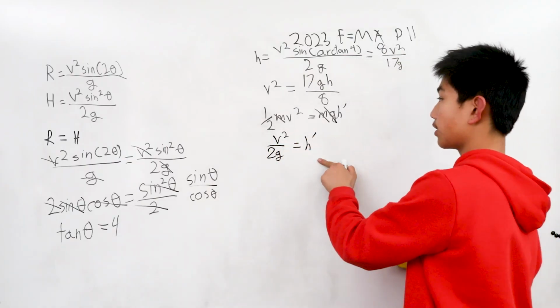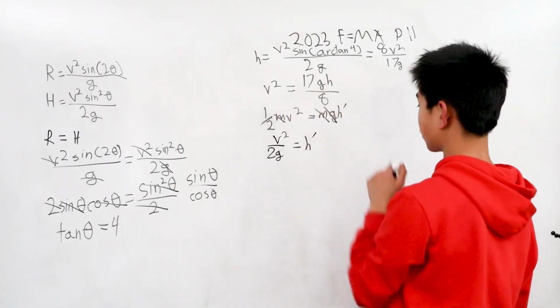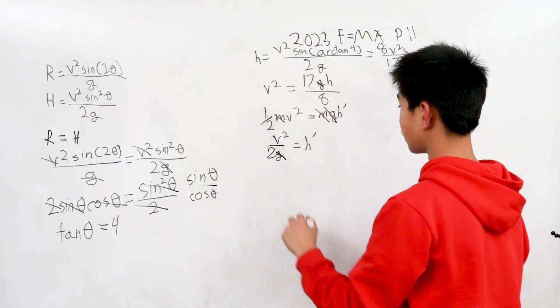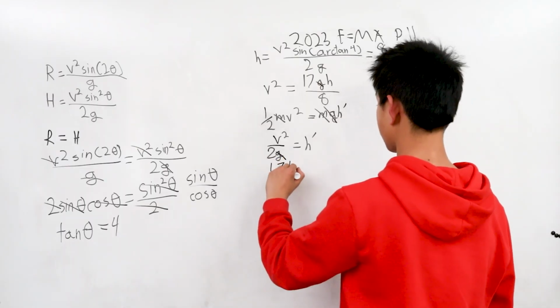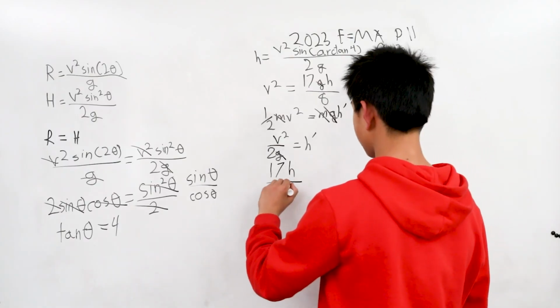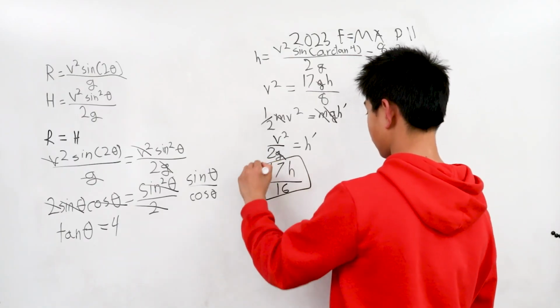We want to solve for this, so we can plug in the v squared from earlier, and then the g's cancel out. The numerator is 17h, and the denominator is 2 times 8, which is 16. That is our answer for this problem.